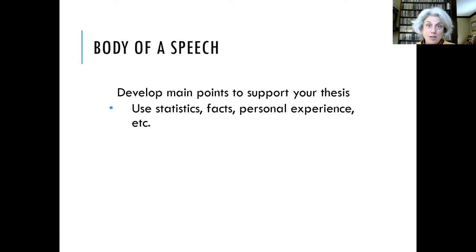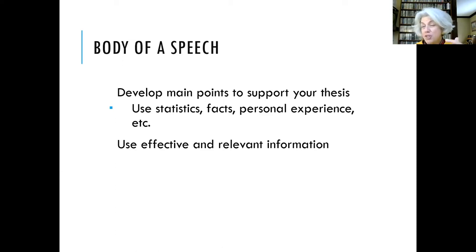So what does that information include? It includes statistics, facts, personal experience, all that sort of thing. You want to use effective and relevant information. One thing to keep in mind: Wikipedia, no. Sorry about that. Now, if you want to go to Wikipedia, you can start there and then go to the bottom and see the source material that they're using. But there are plenty of other sources of information out there. There are newspapers. You do not need Wikipedia. It might be a good starting place for you, but it's not a source that I want you to use. So no Wikipedia.